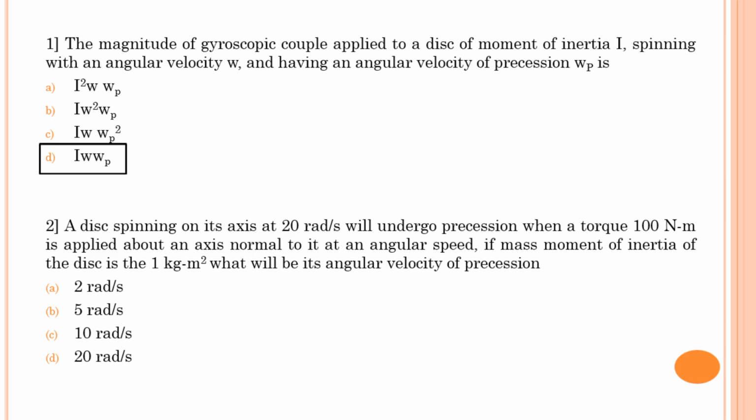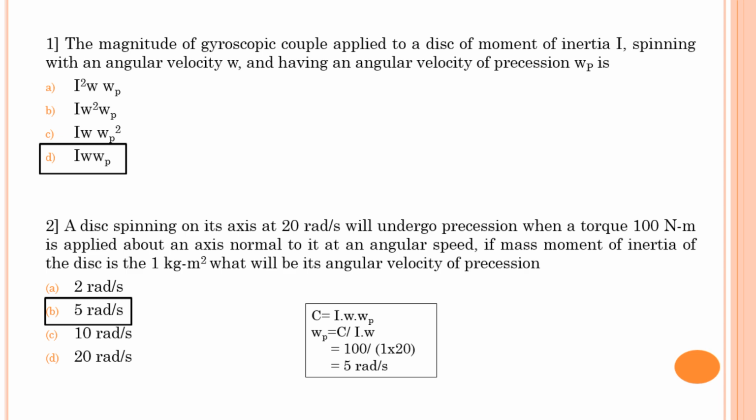We know the formula for gyroscopic couple, that is torque C is equal to I into omega into omega p. I is given here, omega is given, therefore omega p is asked. Omega p is equal to C upon I into omega. Put the value of gyroscopic couple C as 100, I as 1, omega as 20. You will get omega p as 5 radian per second. Therefore the answer is B, that is 5 radian per second. These kinds of simple problems based on this simple formula may be asked in the exam.